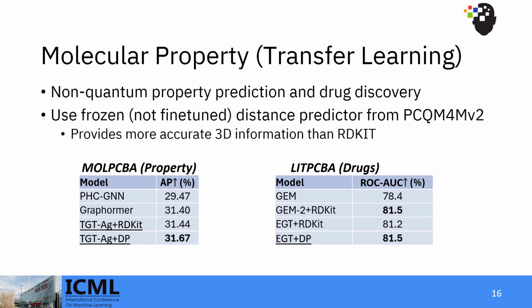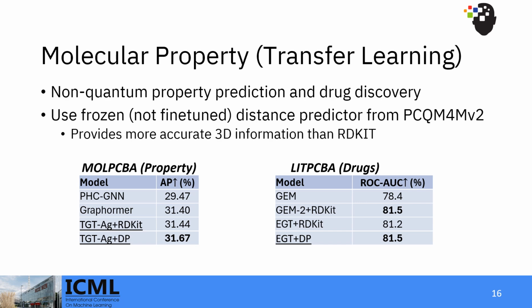Moving on to non-quantum property prediction and drug discovery tasks. Here we use our distance predictor that was trained on PCQM4Mv2. A key point here is that we're using a frozen distance predictor. It's not fine-tuned on these new tasks.